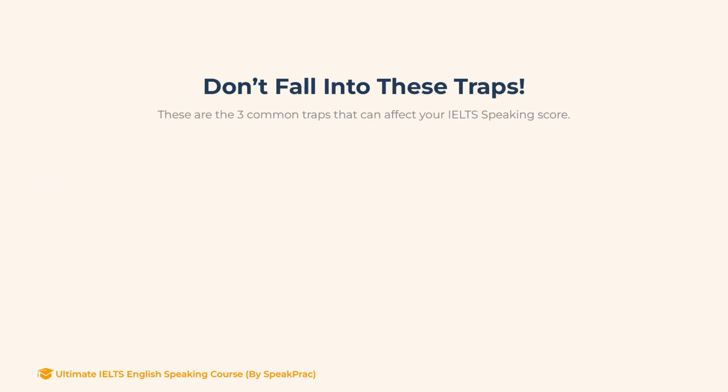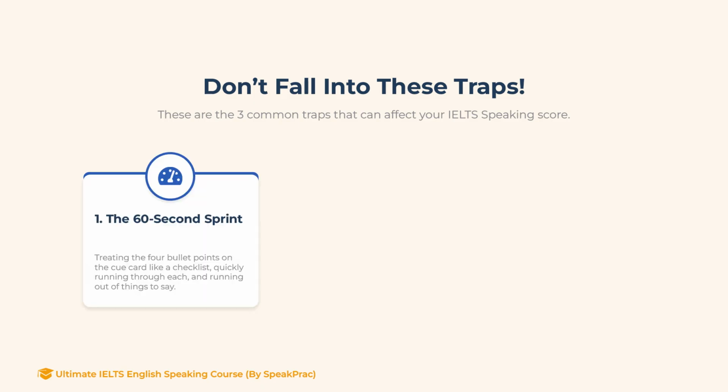Trap number 1, the 60-second sprint. This is when a student looks at the 4 bullet points, treats them like a checklist, says 1 or 2 sentences for each, and then runs out of things to say after just 60 seconds. They look up at the examiner, who is just waiting there patiently, and that awkward silence feels like an eternity. This damages your fluency score because it shows you can't sustain a long turn of speech.